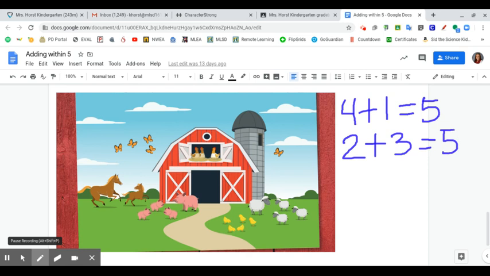I'd like you to see if you can come up with a bunch of different number equations. And I'd like you to stretch your brains, those of you that are really, really working hard in addition. I bet you could come up with some pretty amazing number sentences. And I'd love to see them on your flip grid.